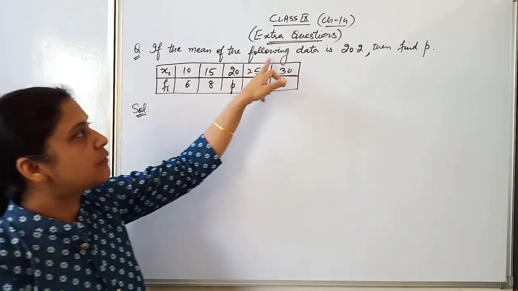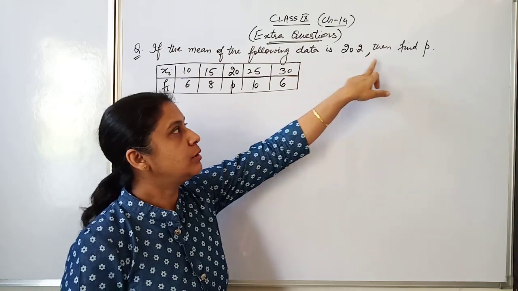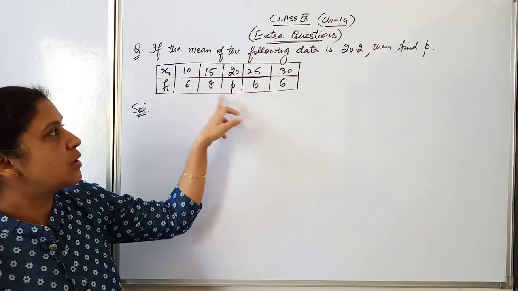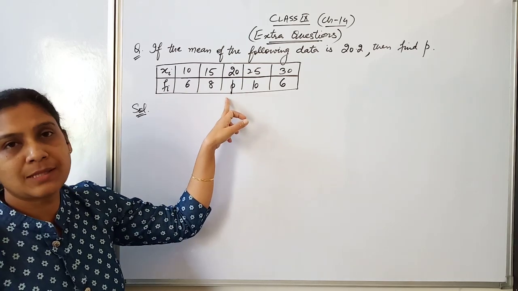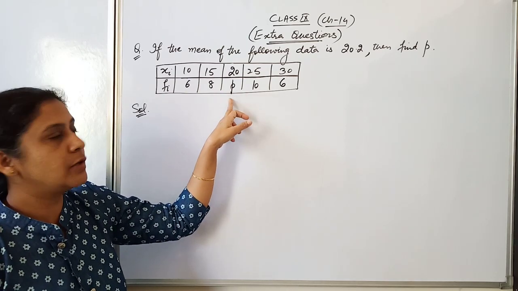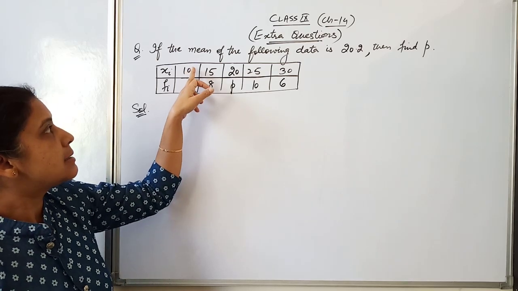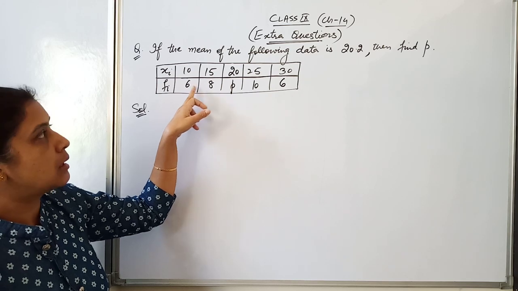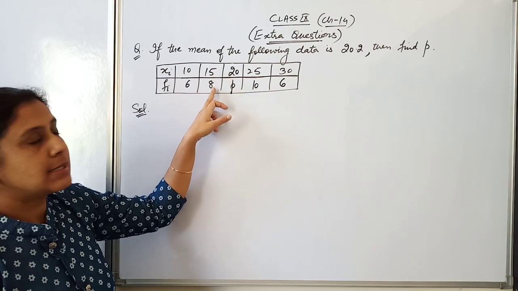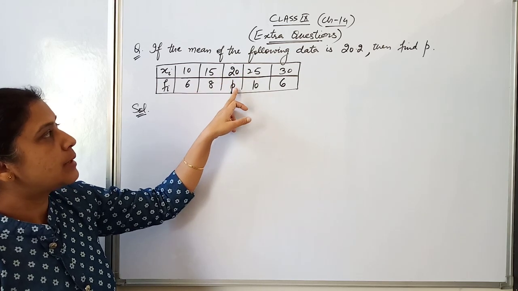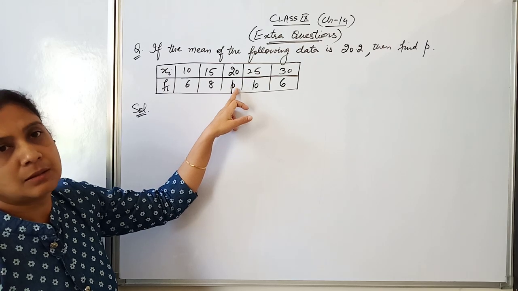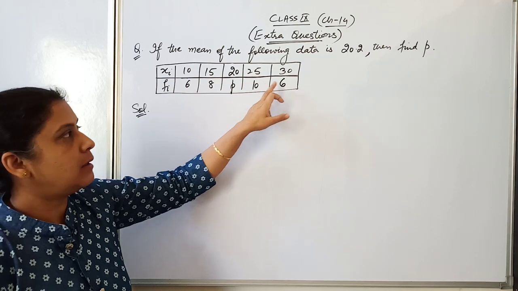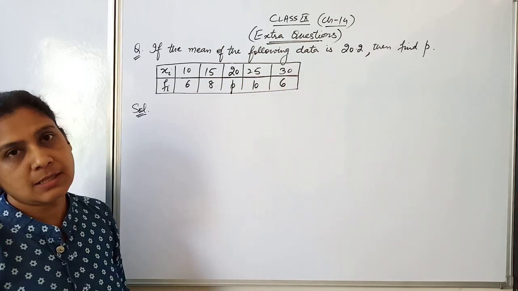If the mean of the following data is 20.2, then find P. You can see P is an observation in the column of frequency. So it is a missing frequency which we do not know. The data is like this. For 10, we have the frequency 6. For 15, we have the frequency 8. For 20, the frequency is missing. It is just termed as P. For the observation 25, the frequency is 10, and for the observation 30, the frequency is 6.